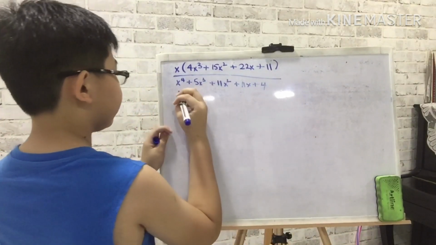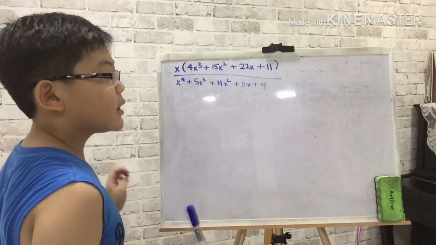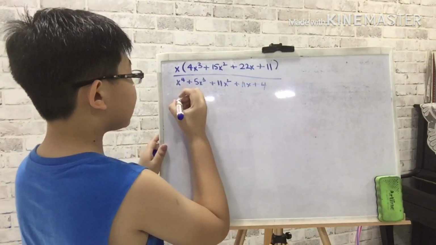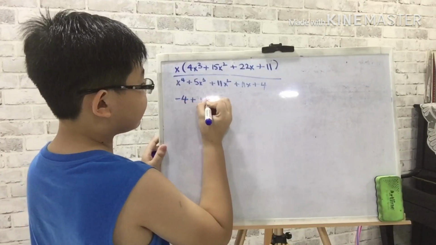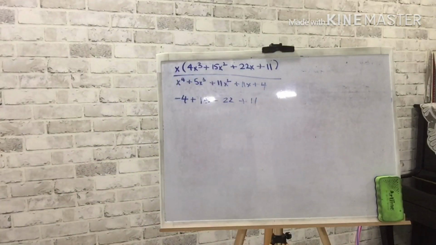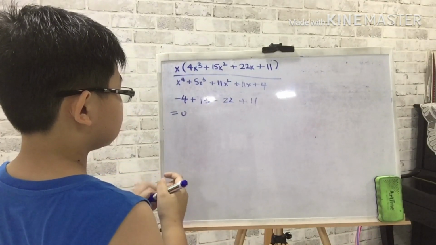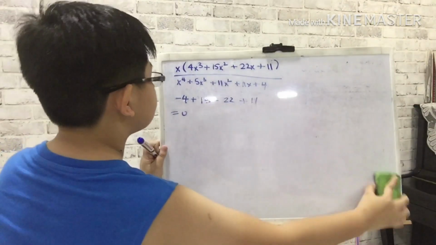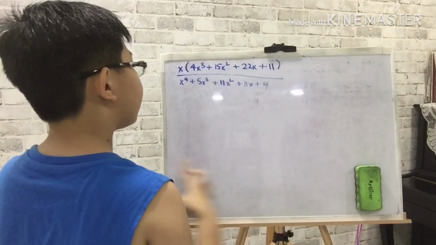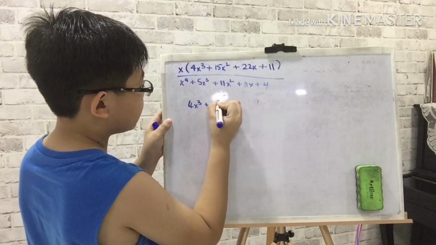Okay, let's look at the cubic function first. Let's find a root for this. Experimenting, we know that x equals -1 gives us a solution, because -4 plus 15 minus 22 plus 11 is equal to 0. So from here we know that x plus 1 is a factor, and therefore we put this over here.